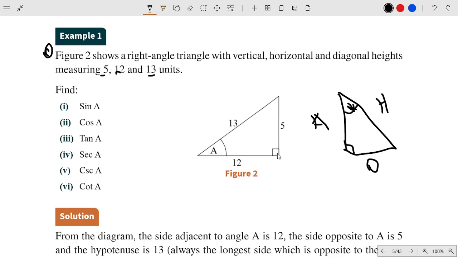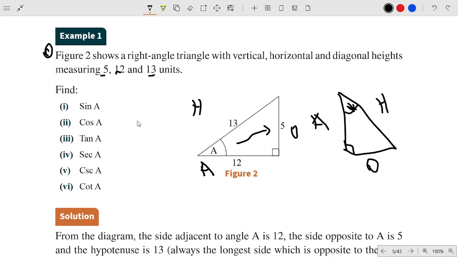Now this is the right angle. So this angle here is facing the longest side, which is 13 units. It means that this side is the hypotenuse. Now the angle A is placed here. Remember we are talking about sine A, cos A, so our main focus is going to be on this angle. Since this angle is facing this side, this becomes our opposite. Now this side is going to be the adjacent.